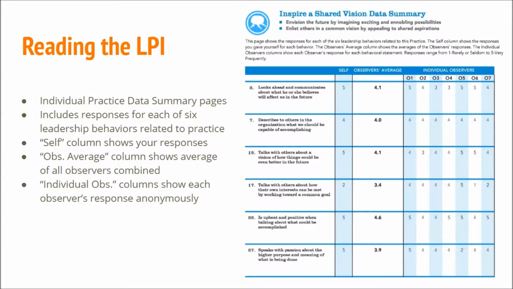Each practice is going to have an individual data summary page that will look like this. This one is specifically about the Inspiring a Shared Vision practice. It has each of the 6 behaviors listed, what the person scores themselves as, the observer's average, and then the individual observer scores. And you can see observer data is anonymous throughout the entire assessment. This is how you break down each specific behavior in each specific category. And you'll see it this way in a data summary and as the bar graph.